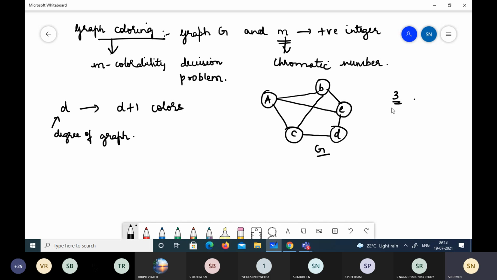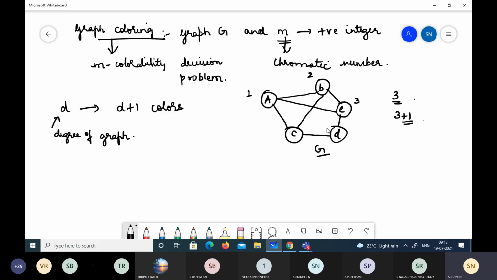So at most we may take 3 plus 1 colors, d plus 1 colors. If d is the degree of the given graph, then it can be colored with d plus 1 colors. You can use at most 4 colors. Less than this is also fine. The number of colors used to color this graph is called the chromatic number. If we choose 3 colors, can we color this graph? We'll check with 1, 2, 3 different colors.